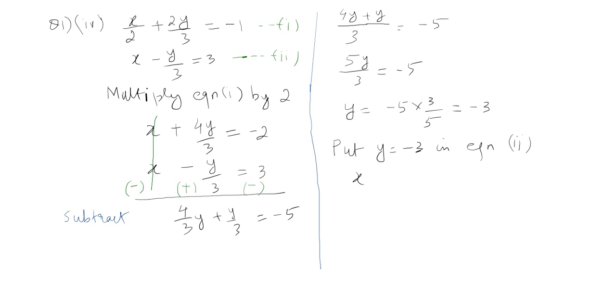So now it is x plus 1 is equal to 3, because 3 cancels and this becomes plus 1. x is equal to 2 now. x is equal to 2 and y is equal to minus 3 is the answer, right? So this is the way we can do the solution.